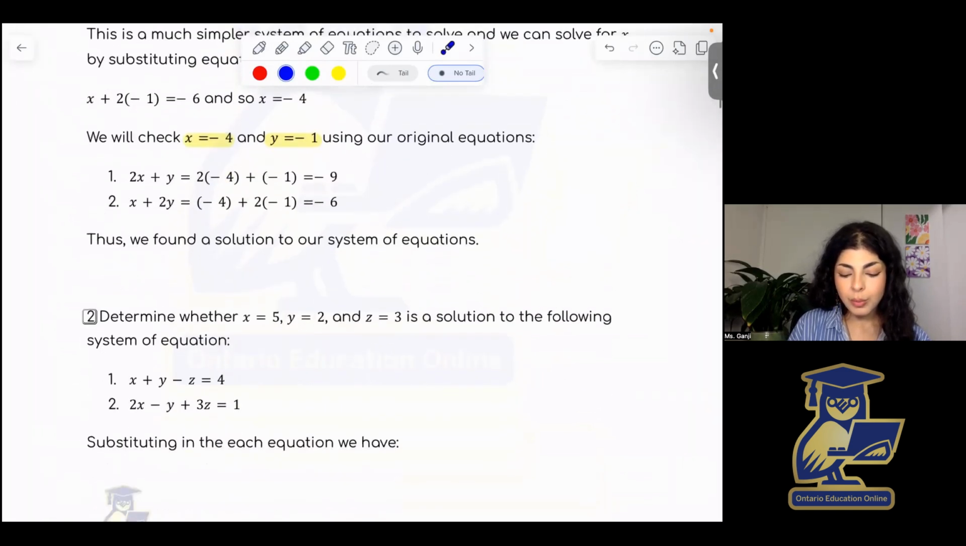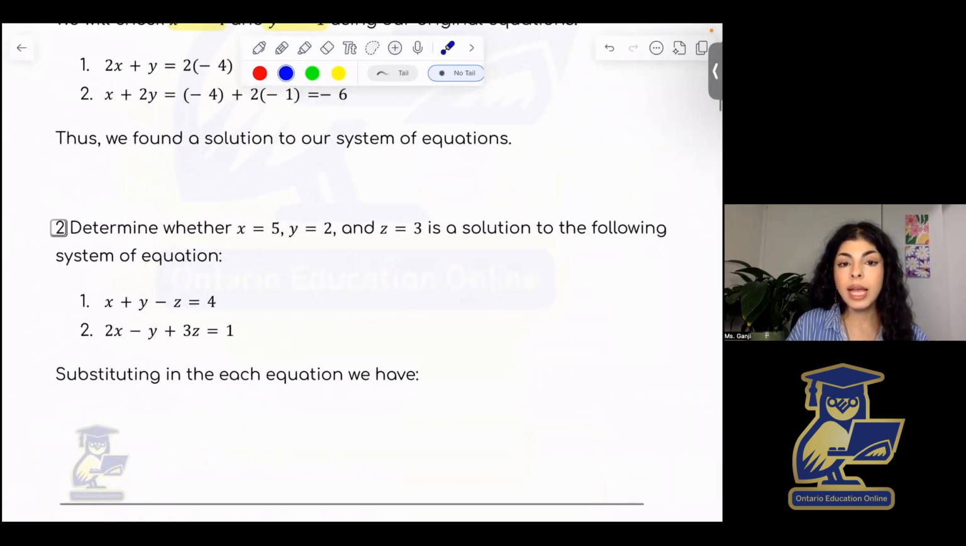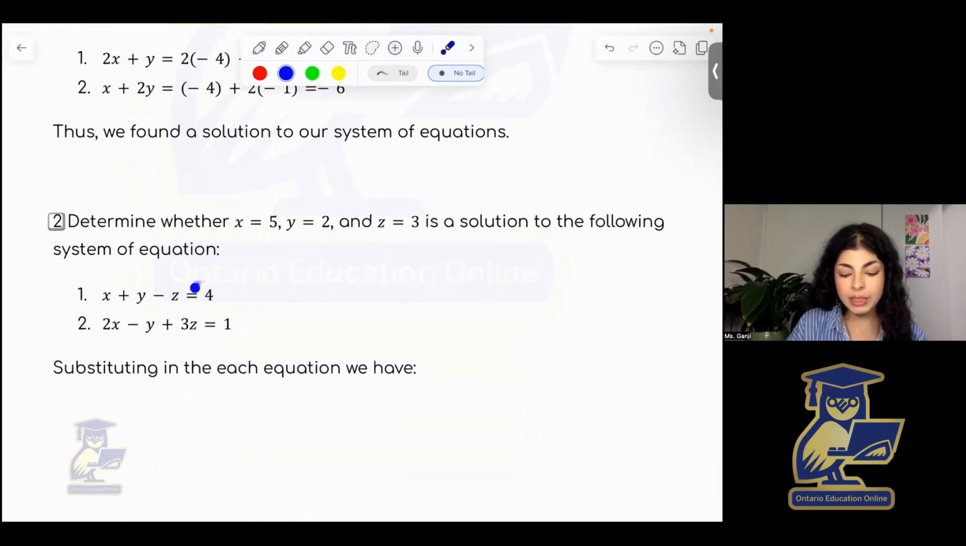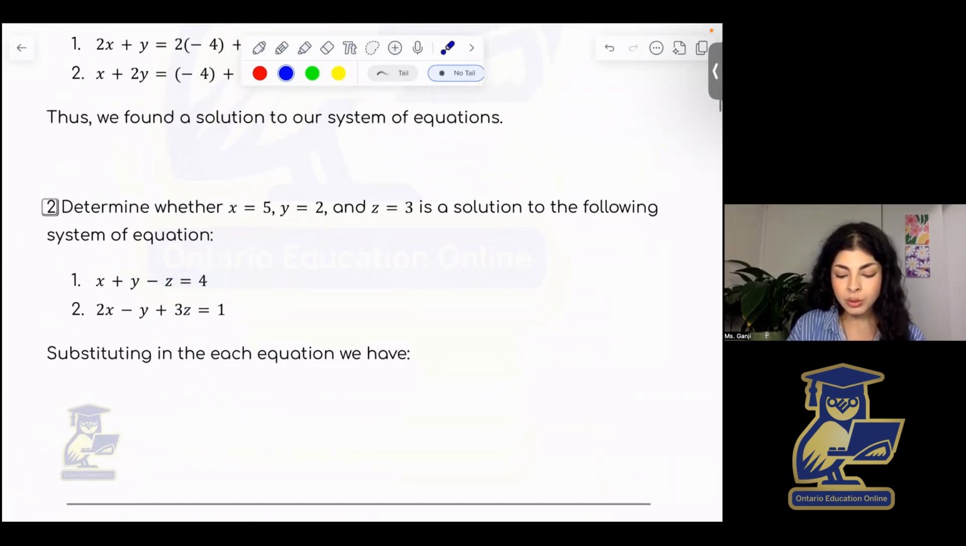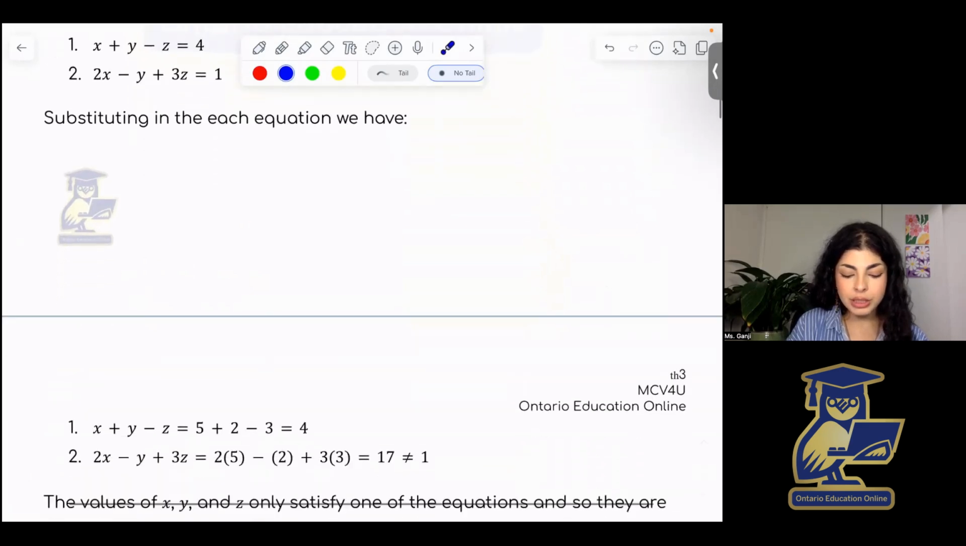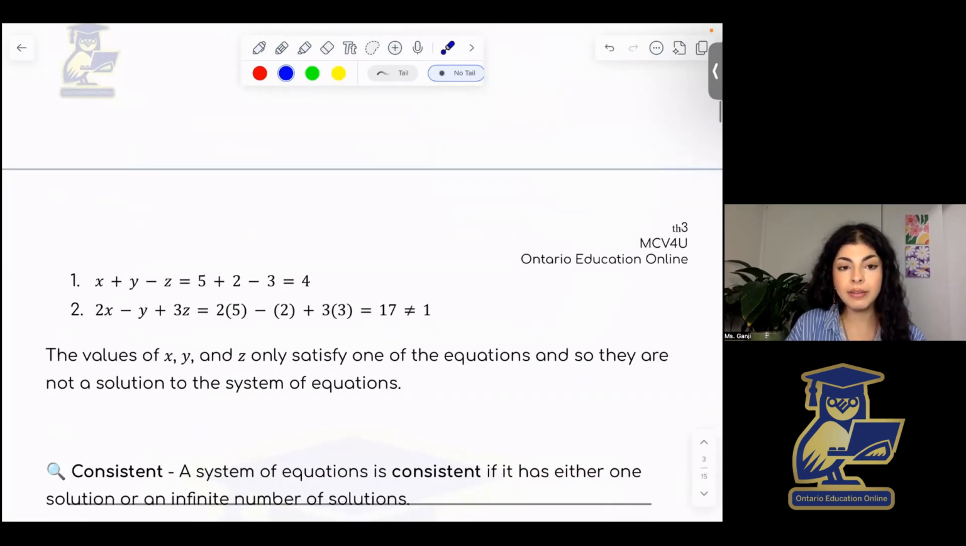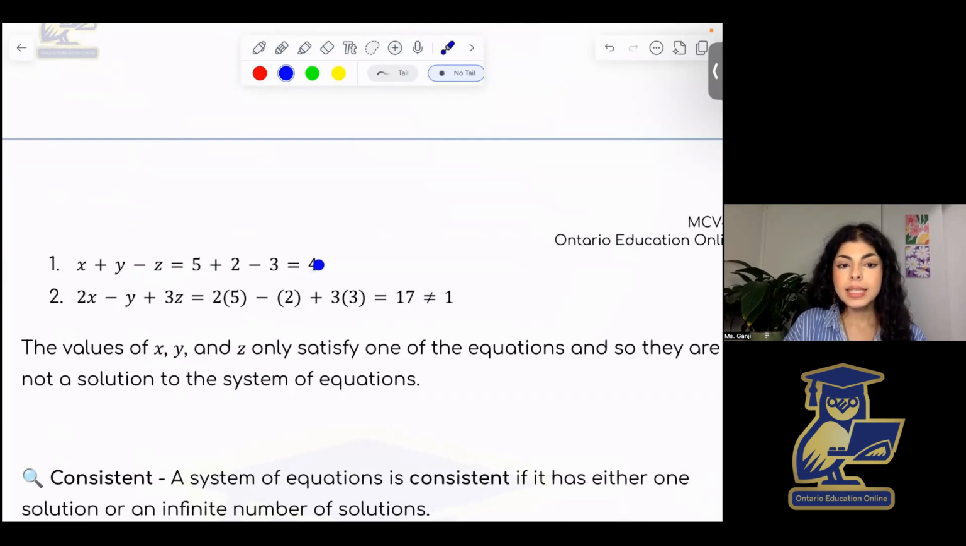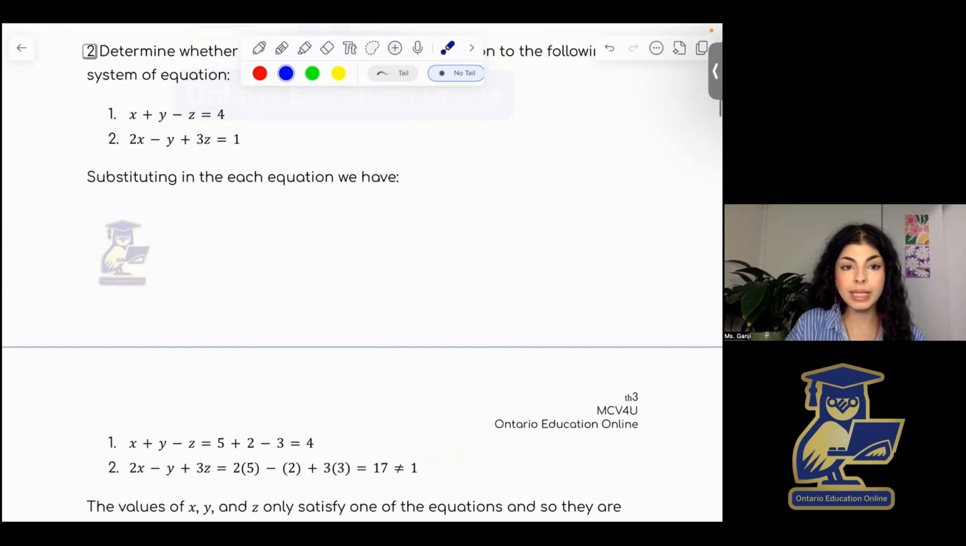Now, sometimes you'll also be given the x, y, and z values and just asked if this is a solution to the following system of equations. And this is pretty much what we're doing for the check. You're just substituting those values and seeing if they satisfy these two equations, which means here you should get 4, and in the second equation you should get 1. So substituting, we see that the first equation does in fact give us 4, but the second equation gives us 17, which is not equal to 1 as we were expecting here.